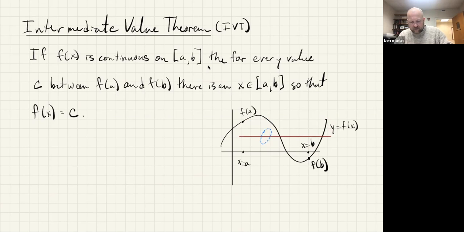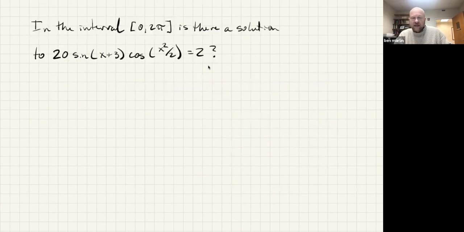So the example I want us to take a look at, in the interval from 0 to 2 pi, is there a solution to 20 times the sine of x plus 3 cosine of the quantity x squared over 2, setting it equal to 2? Okay, now the point of that function is that it's miserable. As soon as you got that x squared inside of a cosine, it screws everything up, and it's just not something that you can find an actual solution for.